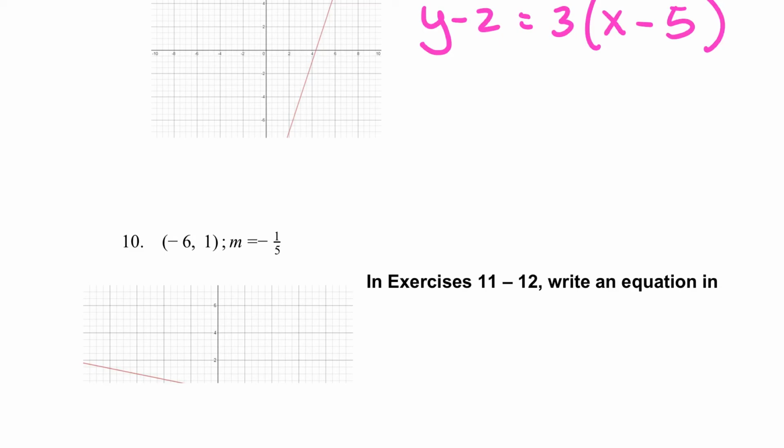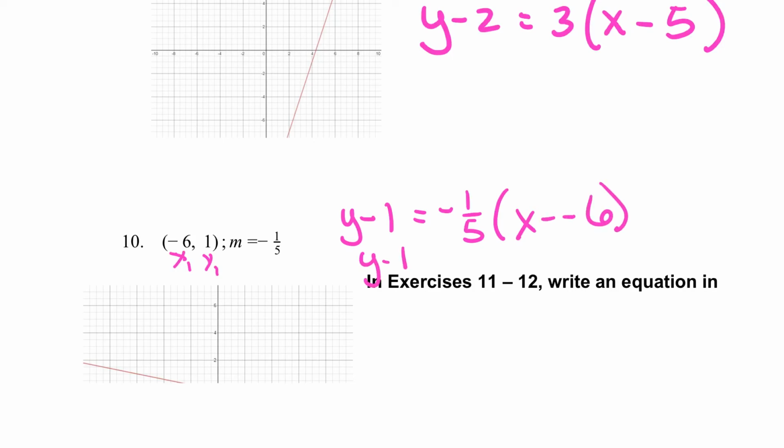But here is my x1, my y1, and my slope. So I have y minus 1 is equal to negative 1 over 5 times x minus a negative 6. So y minus 1 is equal to negative 1 over 5 times x plus 6 as my final answer.